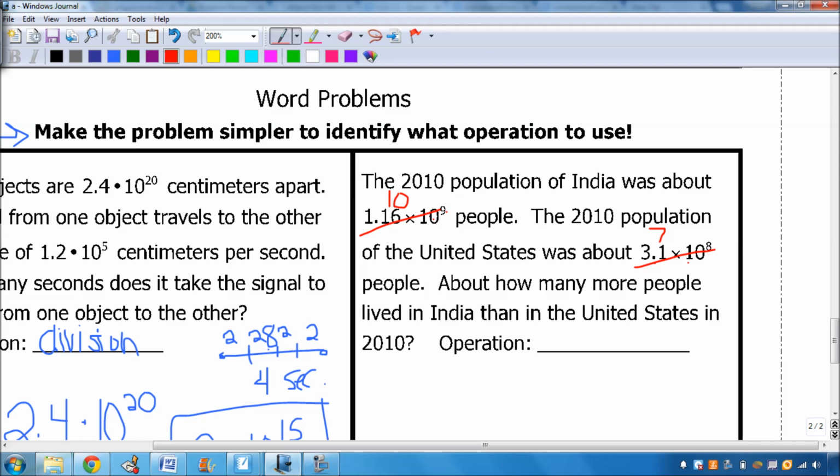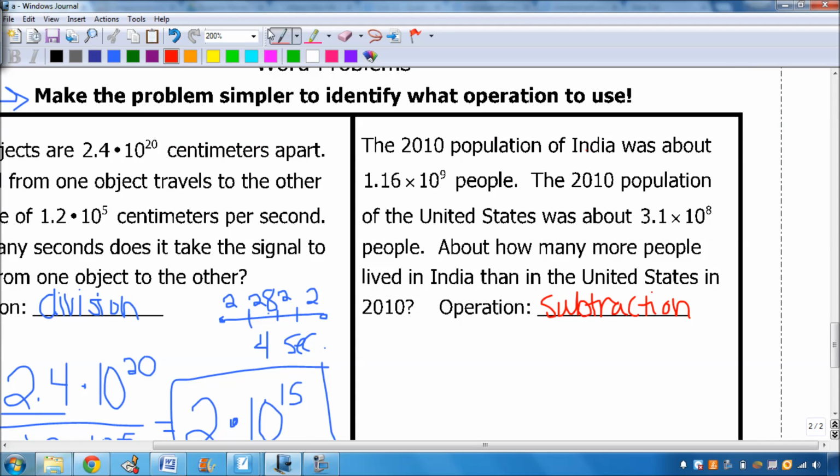About how many more people lived in India than in the United States in 2010? So if there were 10 people in India and 7 people in the United States, then there were 3 more people that lived in India than in the United States, and you figure that out by subtraction. Again, it's an easy problem once you cross off the scary numbers and use easier numbers. Now that we've identified that we have to do subtraction, let's go ahead and subtract.